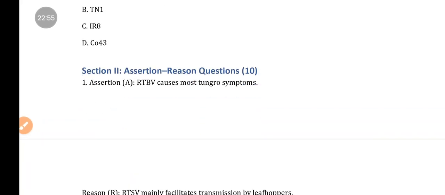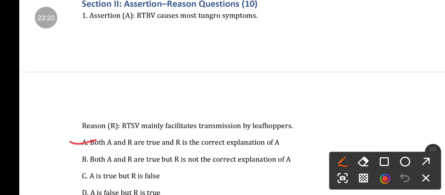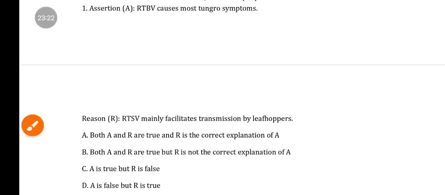Then section number 2, assertion reasoning type. Quickly we will discuss. First, the assertion: RTBV causes most Tungro symptoms. Yeah, this is correct. Then reason: RTSV mainly facilitates transmission by leafhopper. Both A and R are true, and R is the correct explanation of A.